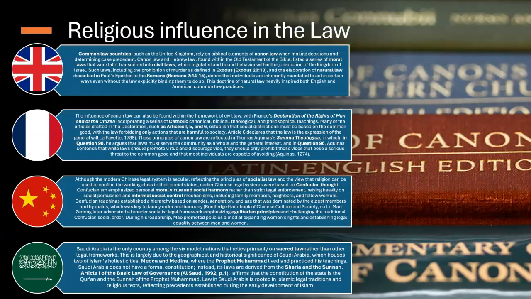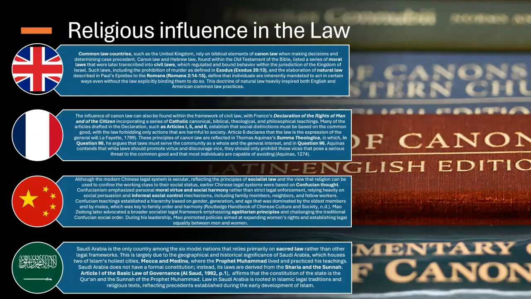Lastly, let's talk about religious influence in the law. Just like the United States, many common law countries such as the United Kingdom rely on biblical elements of canon law when making decisions and determining case precedent. Canon law and Hebrew law, found within the Old Testament of the Bible, listed a series of moral laws that were later transcribed into civil laws which regulated behavior within the jurisdiction of the Kingdom of Israel.